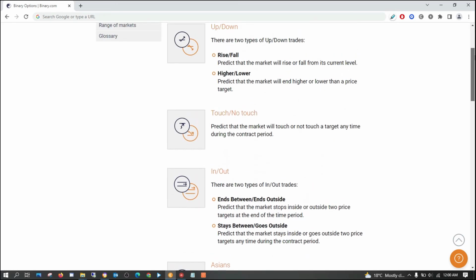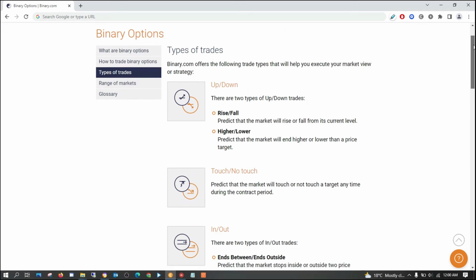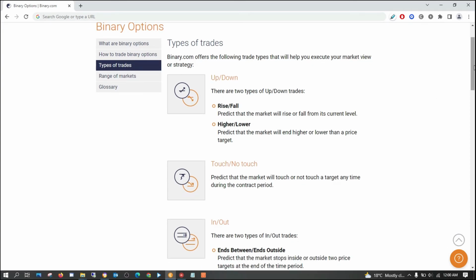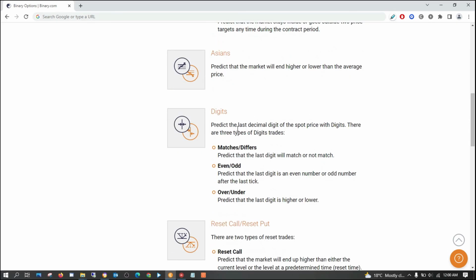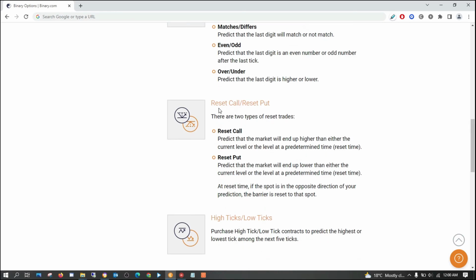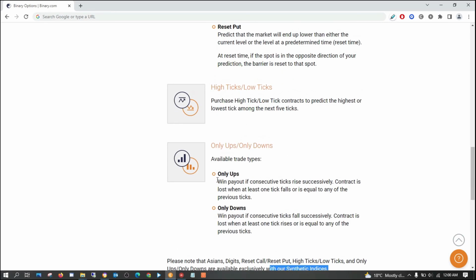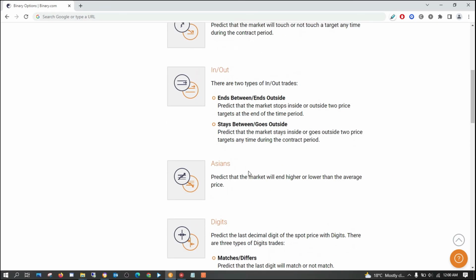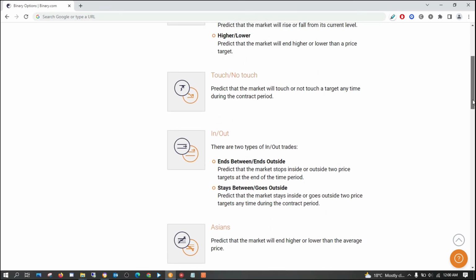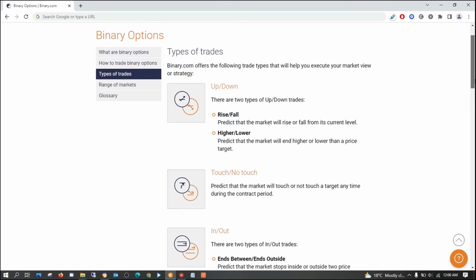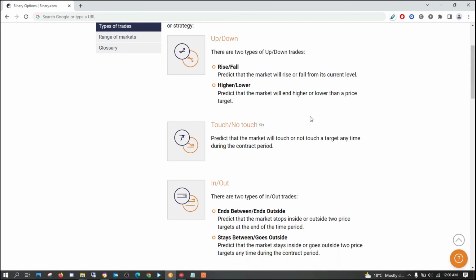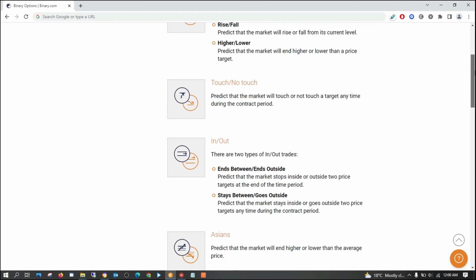What you'll be trading mostly will be up and down, touch or no touch, digits, and reset call and put, and high ticks and low ticks. Not the up and down, even the Asians. But if you want to trade that, you can also find out or read more about them, so that you can also trade.